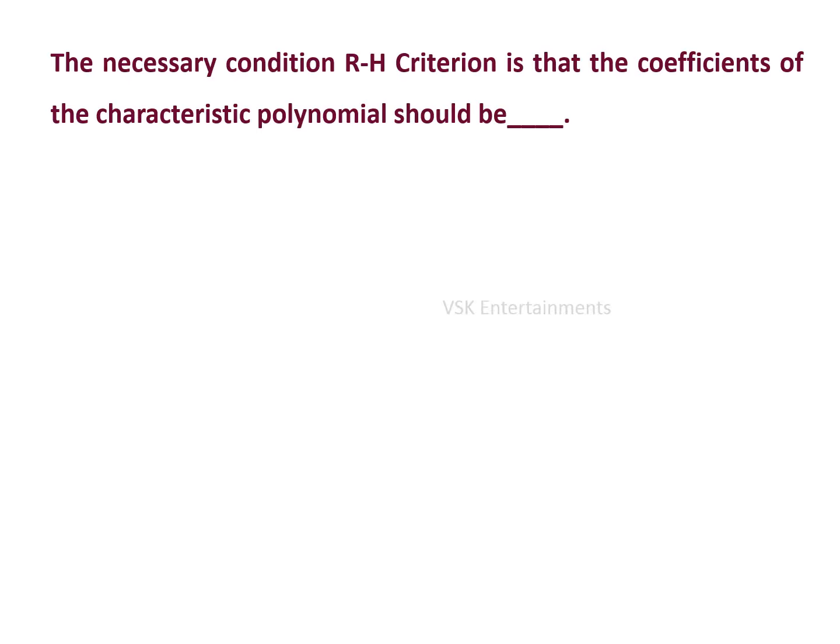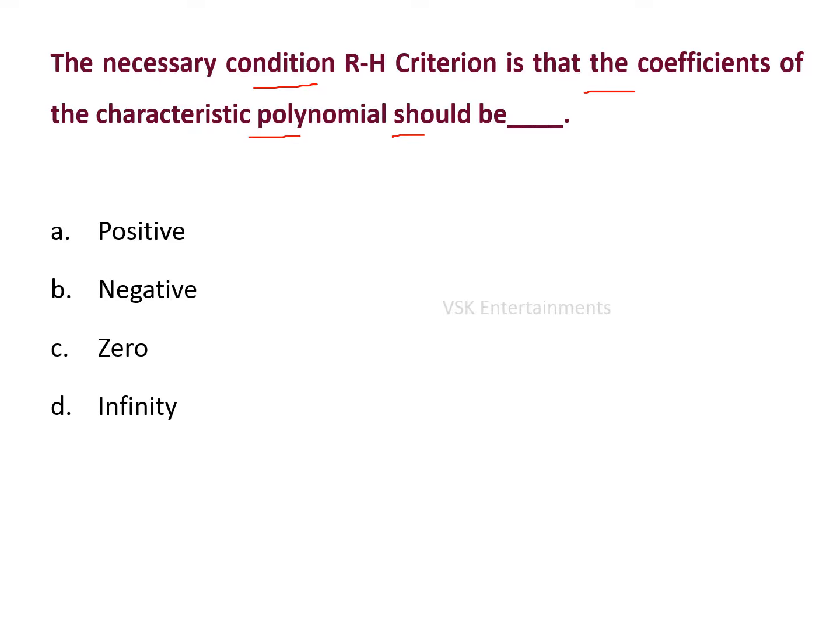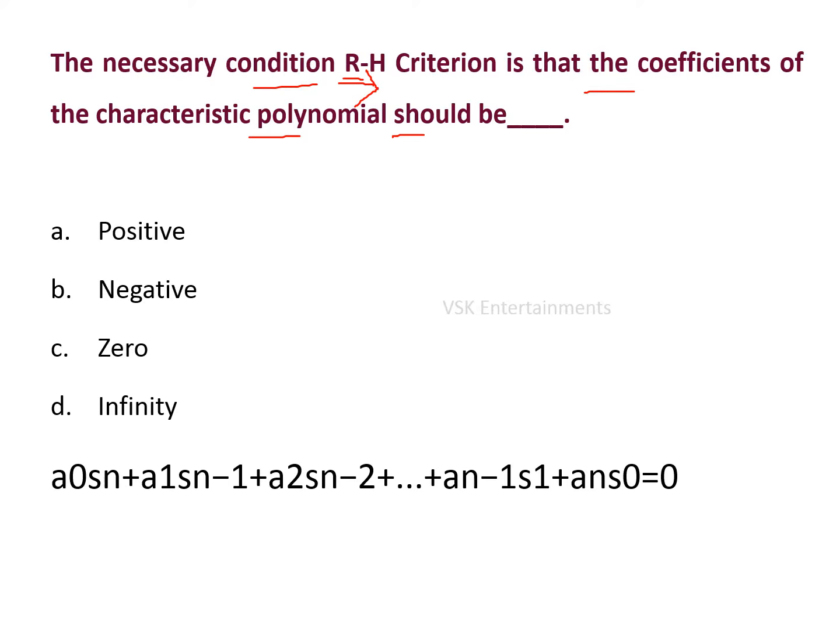Okay, coming to next one, the necessary condition of RH criterion is that the coefficients of the characteristic polynomial should be, options are positive, negative, 0 and infinity. Here RH criteria is one of the time domain techniques for finding the stability of a system. Suppose consider this is the characteristic equation. In order to satisfy the necessary condition of RH criteria, the coefficients of all the powers of S from highest power to lowest power should be positive.